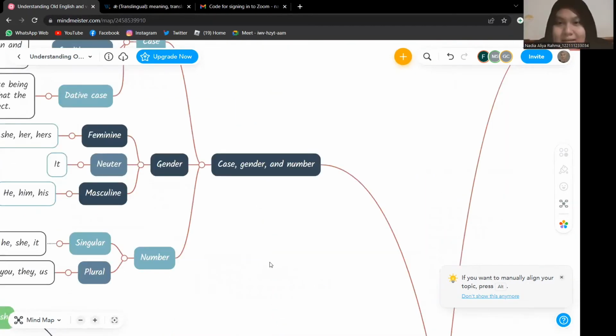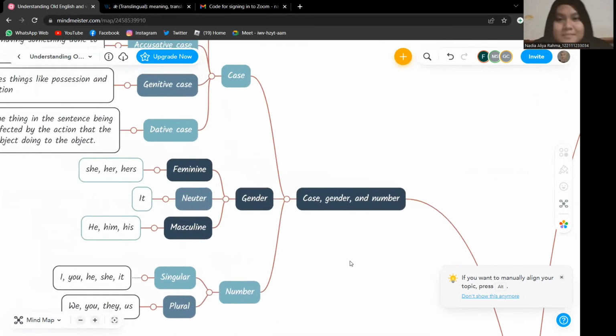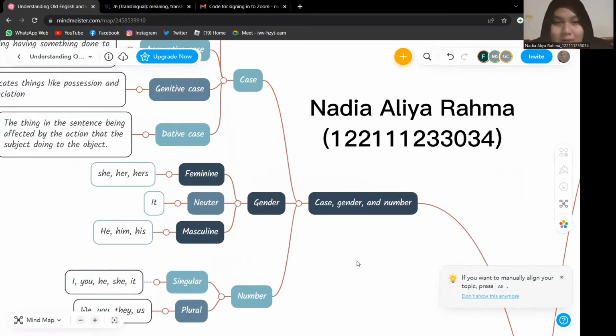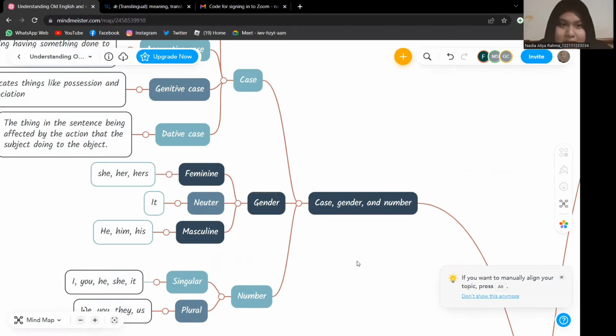Yes, thank you. So I will explain about the case, gender, and number in Old English. First, case. In Old English, the grammatical function of nouns was indicated by an inflection on the noun in question.